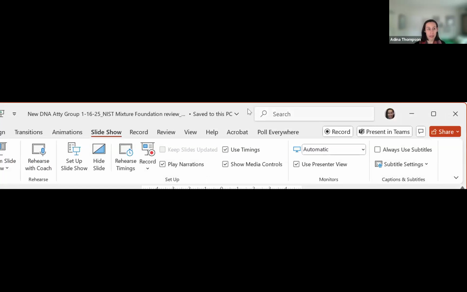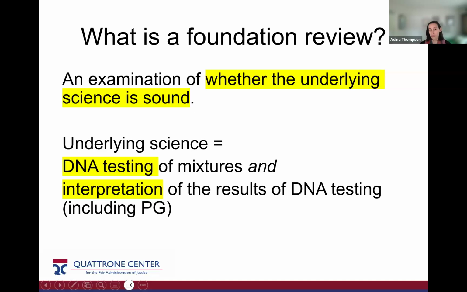I'm going to talk about what a foundation review actually is. So in a foundation review, it's an examination of whether the underlying science is sound. We talked about this a little bit a minute ago with regard to the PCAST report. In the foundation review that has to do with mixtures, what we're talking about when we talk about underlying science is 2 things. We're talking about the DNA testing, so that's the actual DNA going into instruments, product coming out, but we're also talking about the interpretation of those results. And probabilistic genotyping is an attempt to interpret those results.